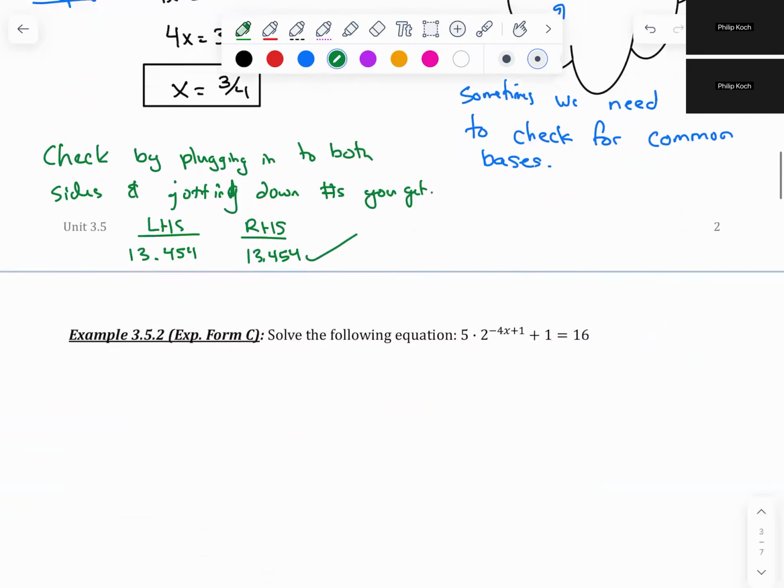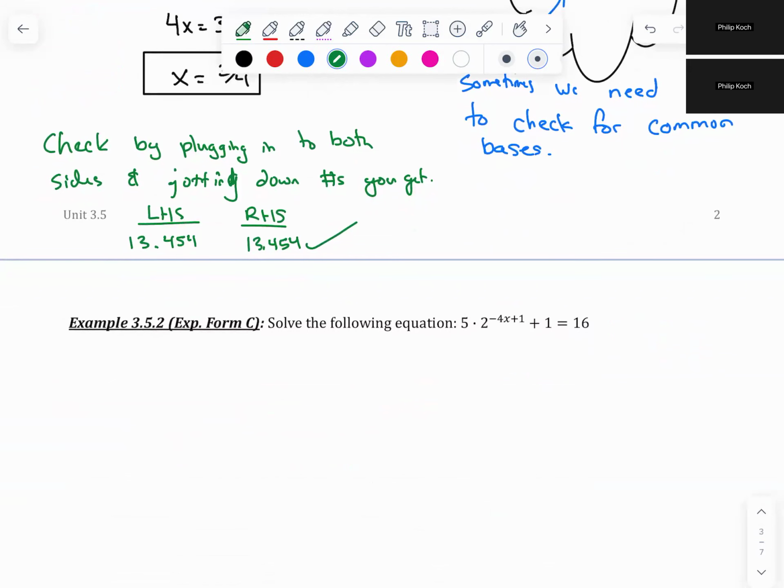But here is form C, because form B is the biggest one. Solve the equation: 5 times the quantity 2 raised to the negative 4x plus 1, plus 1 equals 16. At its current stage, it does not look like it's in form C, but we're going to do a bunch of algebra to get it into that format.